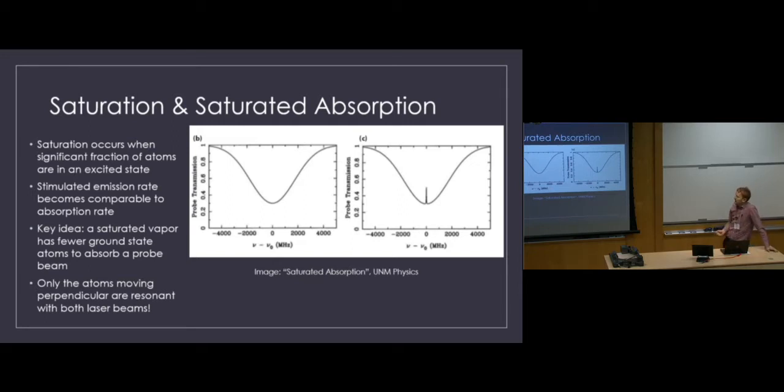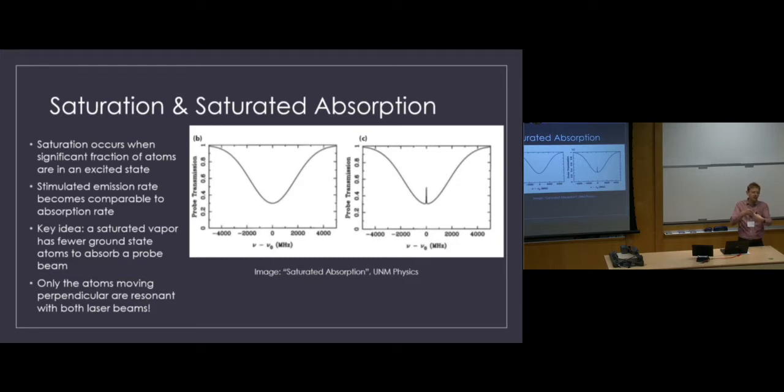And the key idea here is that in a saturated vapor, there are fewer ground state atoms to absorb a probe beam, right? Because some of them are in the excited state. But only the atoms that are moving perpendicular will be resonant with both beams. So we've got 2 beams here. One's going to be called the pump beam, and it's quite strong, has enough power to saturate the vapor. And a weaker probe beam comes through perfectly antiparallel. And only those atoms that are moving perpendicular can be resonant because of the Doppler effect.